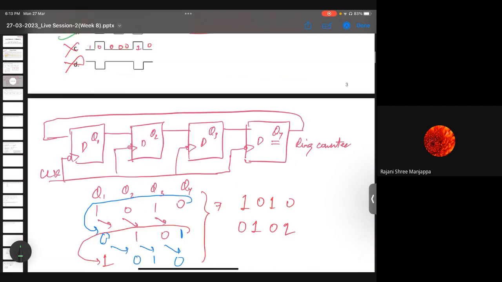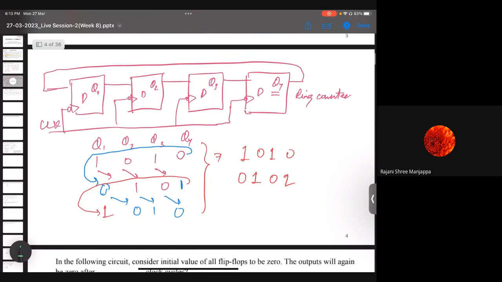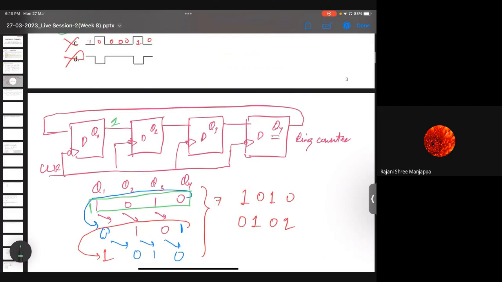Sure. The question says that the initial state of the ring counter is 1010. As you can see in the given circuit, I have taken 1010 as the initial state. The ring counter takes the LSB, the final output of the last flip-flop, to the input of the first flip-flop. So I am just writing 1010 here. Now it is shifting all the bits to the right. This one will get shifted here, this zero will get shifted here, and this one will get shifted here.